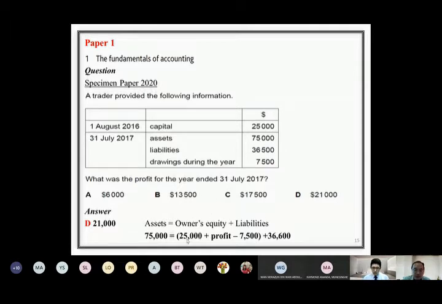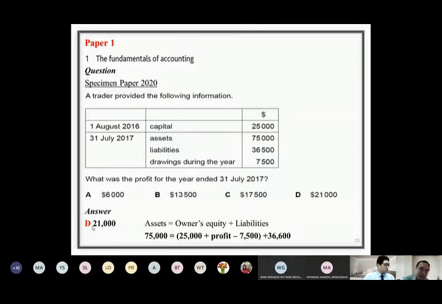Owner's equity will be your capital plus your profit, minus your drawing. So this is your equity. I put a bracket, and then plus your liabilities. So you rearrange a figure, you'll be able to get the profit. So this will be simple mathematics, and you will be able to get the answer to the question.